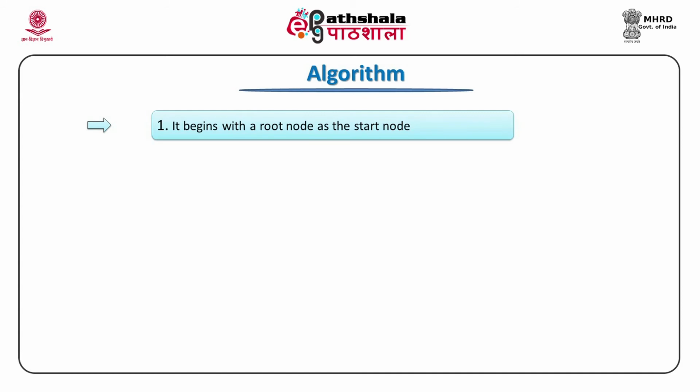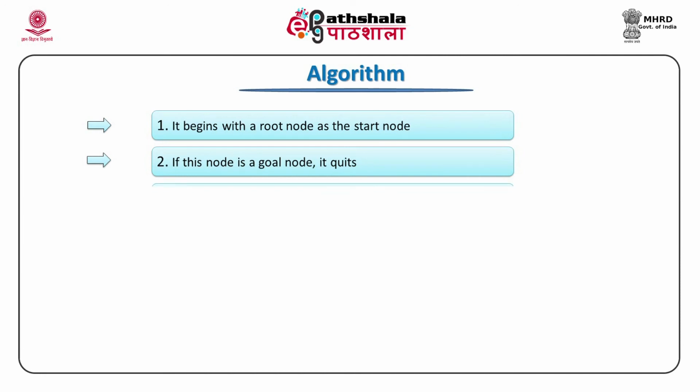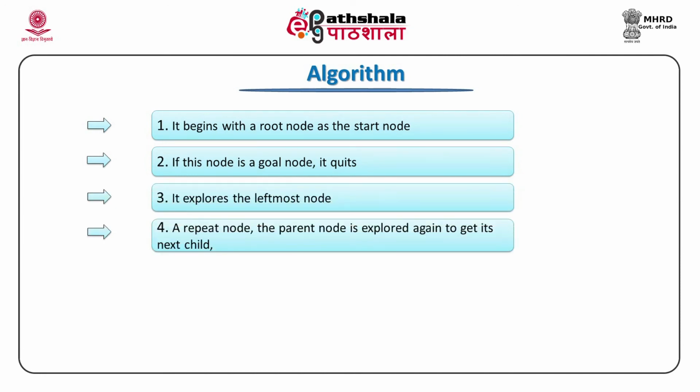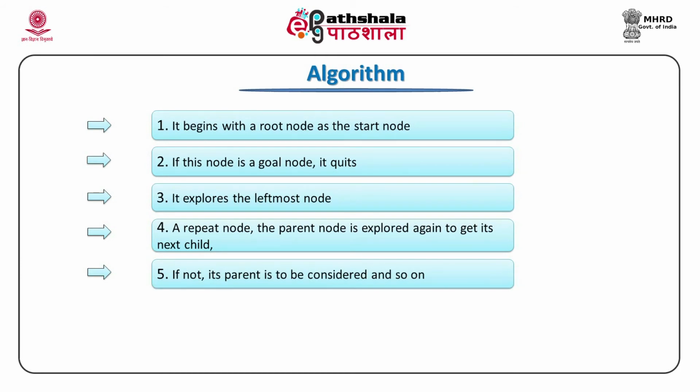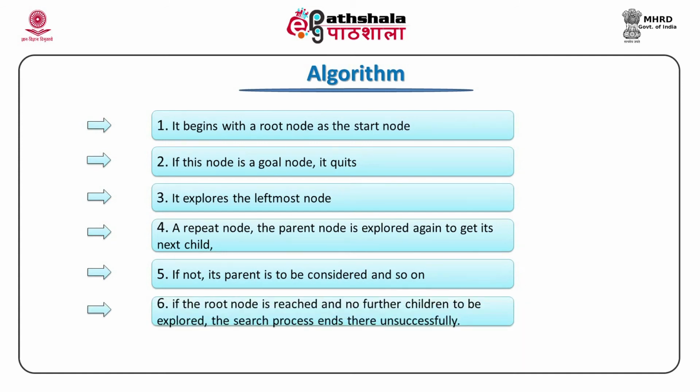It begins with the root node as the start node. If the node is a goal node, it quits. It explores the leftmost node; if that is a repeat node or a dead end, we try the right. The parent node is explored again to get its next child. If that parent cannot produce a next child, the parent's parent is taken up. If the root node is reached and there are no further children to explore, the search process ends unsuccessfully. We cannot proceed further, we do not have any move to go forward. If all nodes are explored, then there is no solution. Otherwise, we go back to the second step and start all over again.